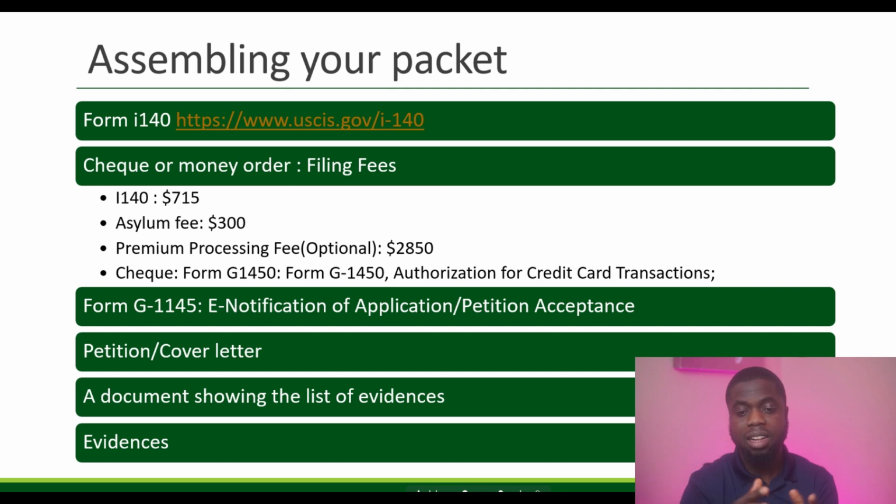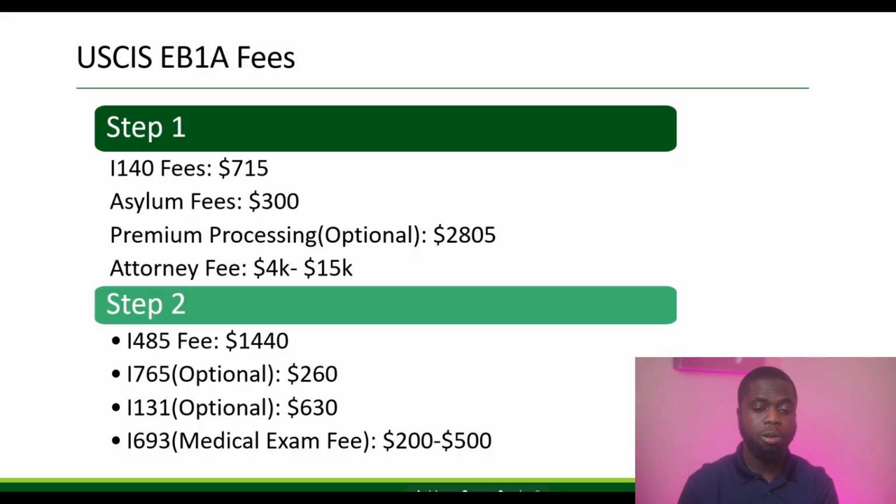So that is how you assemble your application packets. These days they advise you don't put pins, you don't staple, because those are the directions from USCIS. But again, you put all of them in a big envelope at USPS, DHL, or whatever parcel or shipping company you are using. Again, this is just a summary for the step one, I-140 stage. This is what to do.